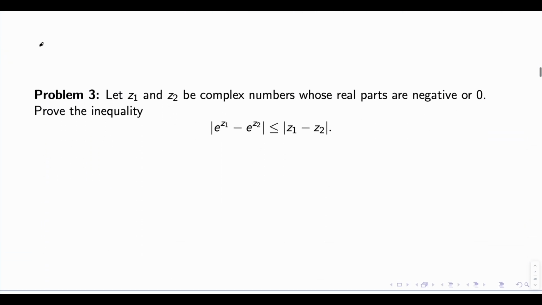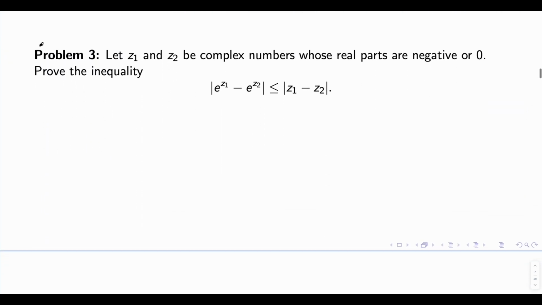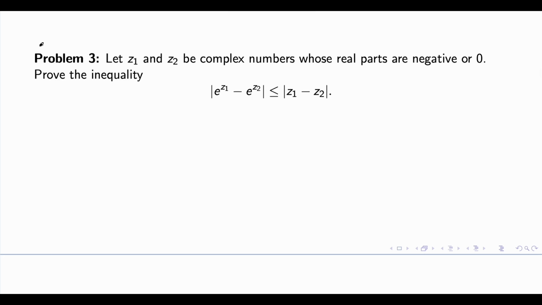Now let us see one more problem. Let z1 and z2 be two complex numbers whose real parts are negative or 0, right? Then we have to prove this inequality: the absolute value of e power z1 minus e power z2 is less than or equal to the modulus of z1 minus z2, right? So solution.